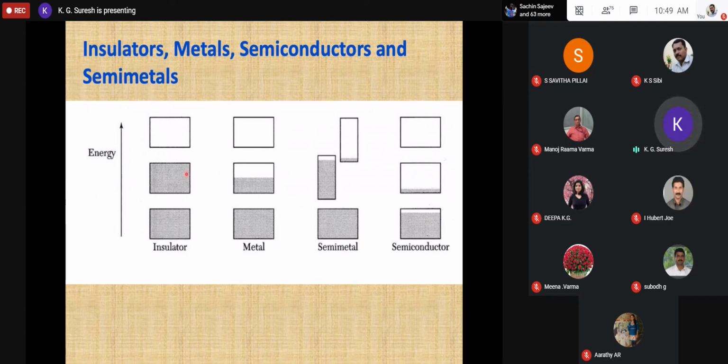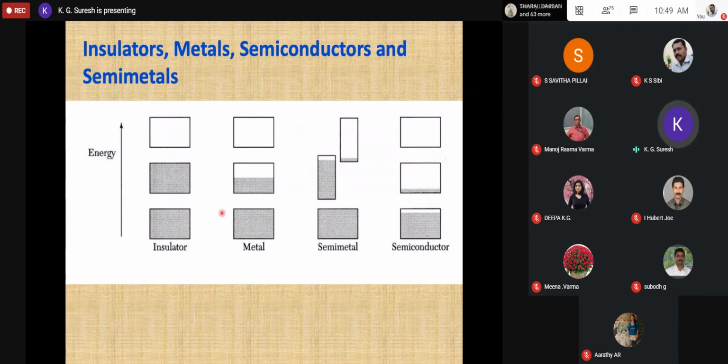Okay, experimentally speaking, it is easy to distinguish between an insulator and a metal, no doubt. Even with the help of a multimeter itself, you can tell whether it is a metal or an insulator. But the same thing is not possible between a metal and a semiconductor. You need to do some electrical conductivity measurement and try to find out the temperature dependence. Then only will you be able to tell whether something is a metal or a semiconductor.